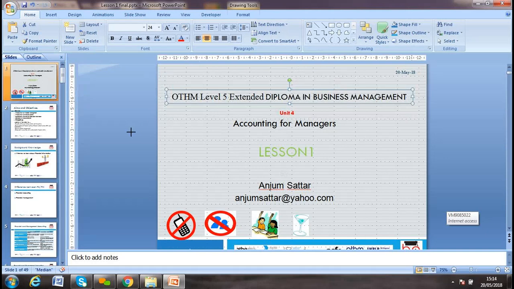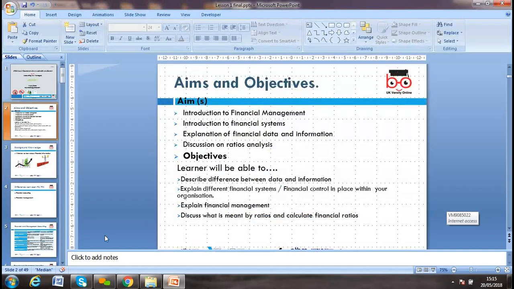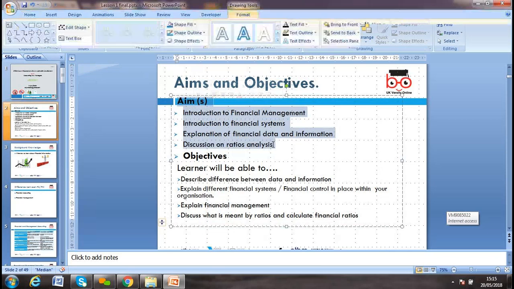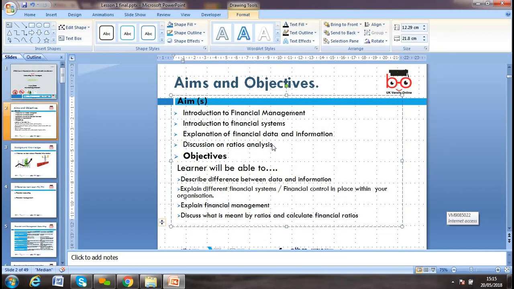So now today's lesson. We'll discuss the difference between them, an introduction to financial management, the financial system, explanation of financial data and information, and then how data can be interpreted and used. Our discussion will be focused on different stakeholders.